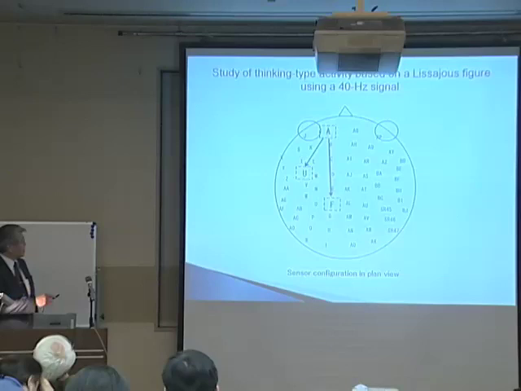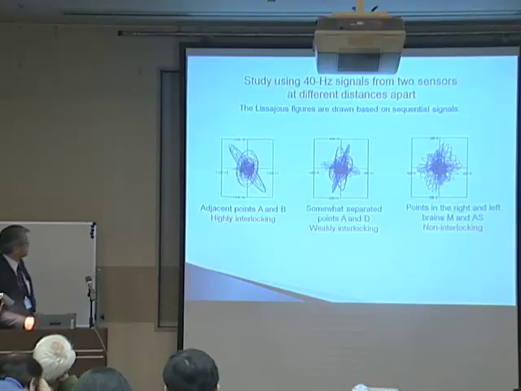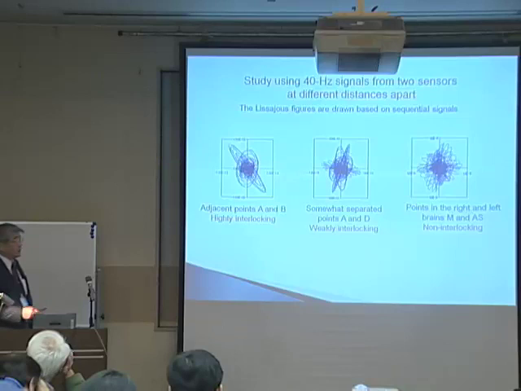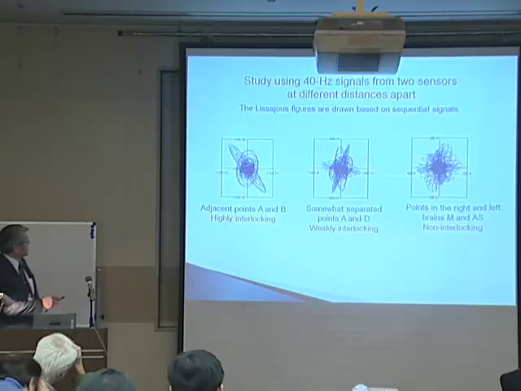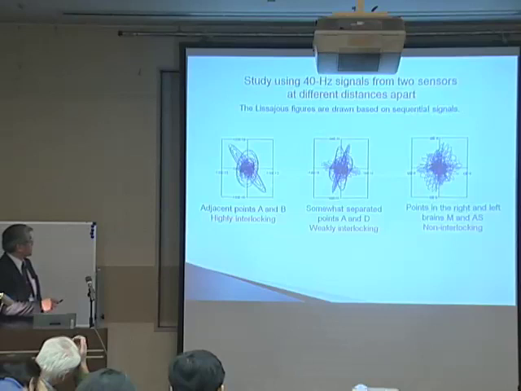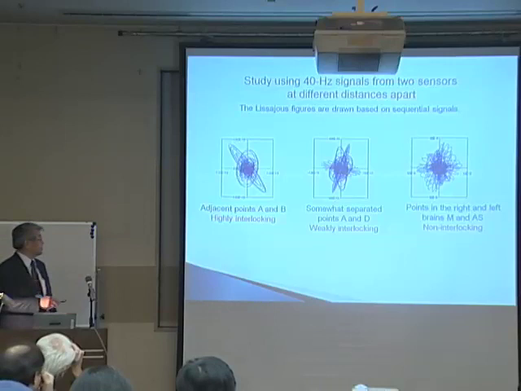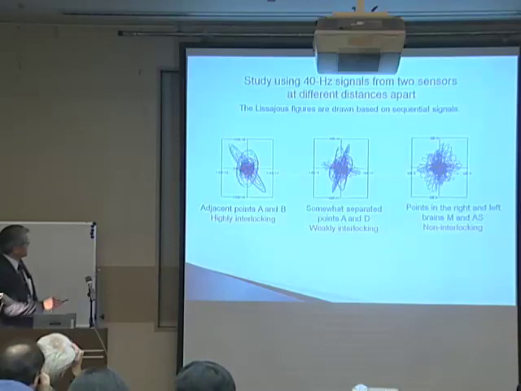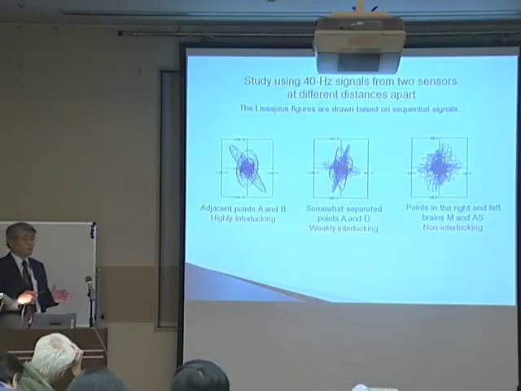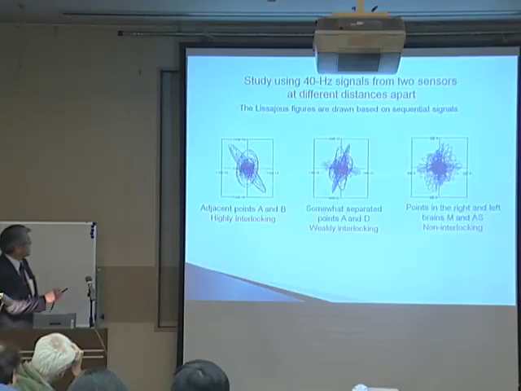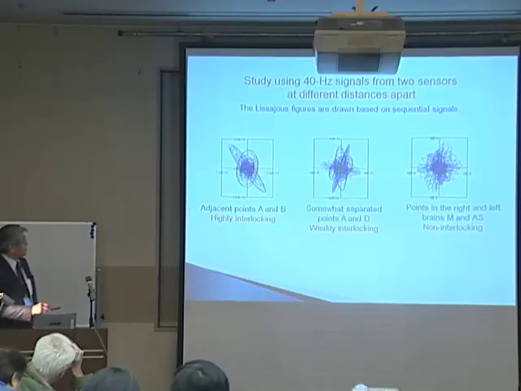Actually, in the case of points A and B, which are very near positions, like this, this is a figure based on the sequence of signals. And this shows the two signals have a very strong relation. And A and D are far apart, with no relation, because this is a central shape, and this is a little round, and this is left side versus right, no relation. And the case happens very randomly. That means normalization.